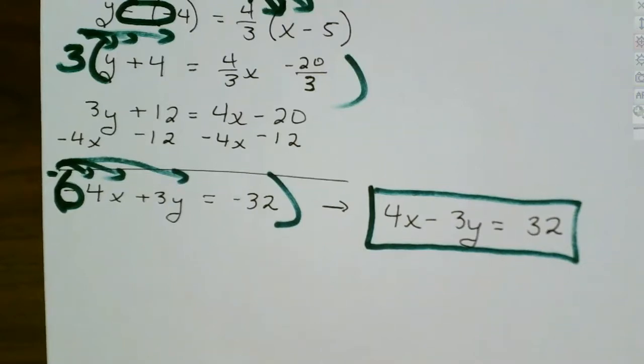Let's take a moment to talk about parallel. Okay, parallel lines are like this. They never cross. These have the same slope, right? These have the same slope. These have the same slope. They never cross. Perpendicular lines look like this. They cross. They form an X.